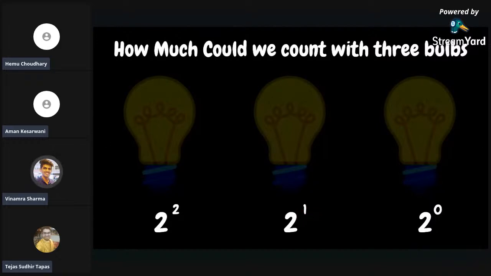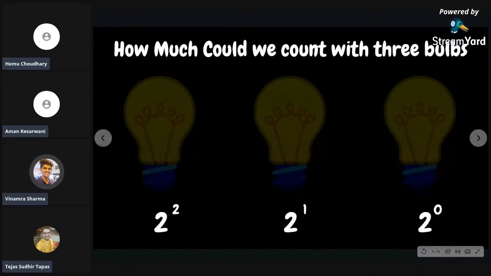Similarly, when we go for the number 3, what do we have to do? We can switch on the first bulb, then switch on the second bulb, and let the third bulb be switched off. So we have the sum of 1 plus 2, which equals 3. When we go for 4, we switch off the first bulb, the second bulb again is switched off, and the third bulb is switched on. So it's 2 to the power 2, which equals 4.